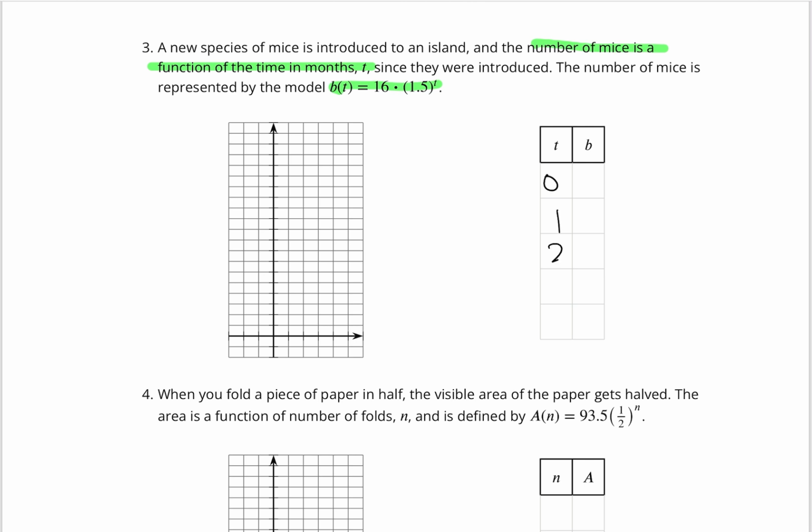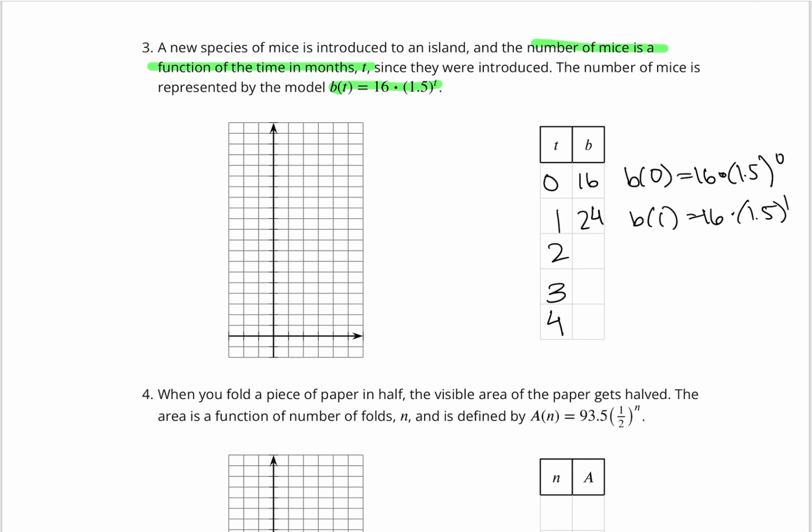I'm going to pick some easy inputs again. 0 months would be when the mice are first introduced. If I plug in 0 into my function, b of 0 is 16 times 1.5 to the power of 0. Remember, anything to the power of 0 is just 1, so this is just 16 times 1, or just 16. Then if I plug in 1 for t, b of 1 is 16 times 1.5 to the power of 1. I'd get a value of 24, 16 times 1.5.